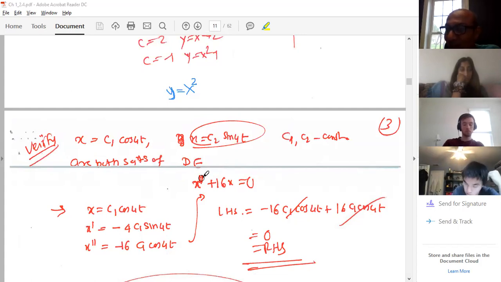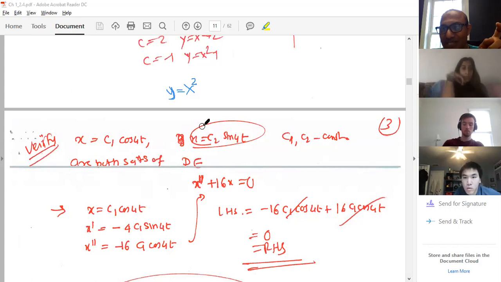Because I have a second order equation, please keep this in mind. That's why I gave you 2 solutions. The order of the differential equation must be equal to the number of solutions. First order, 1 solution. Second order, 2 solutions. Third order, 3 solutions, and so on. Keep this in mind: order of differential equation must be equal to number of solutions.